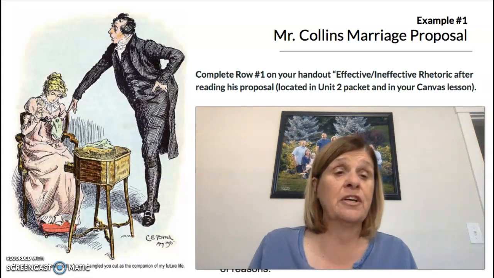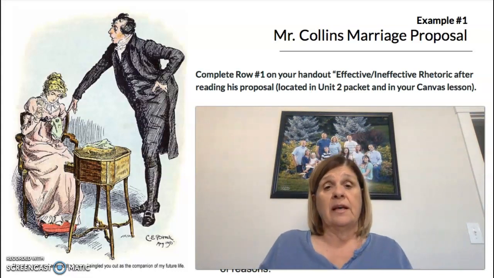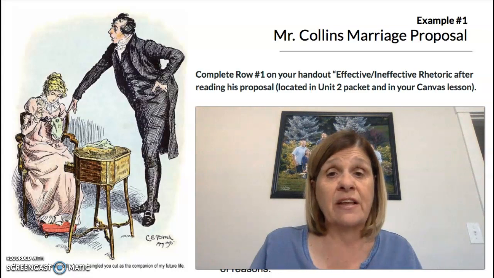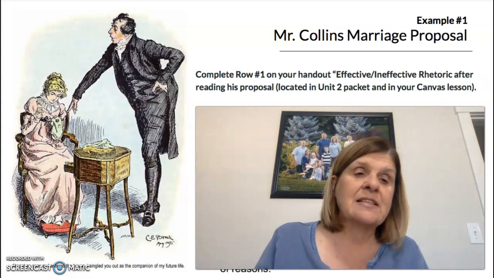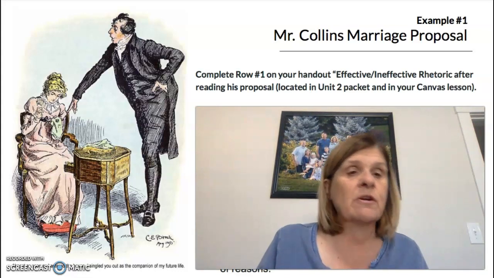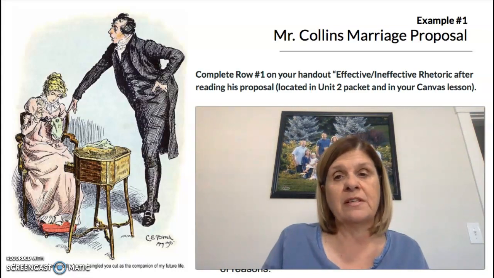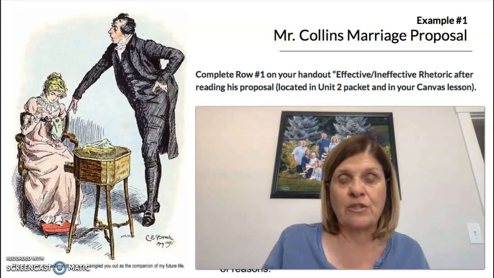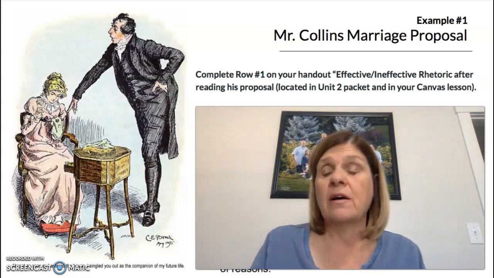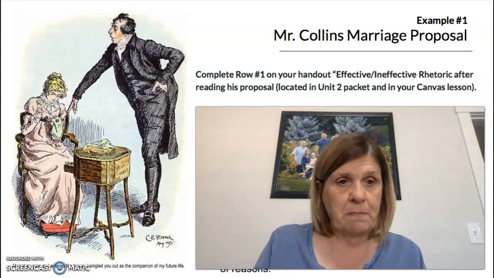But the first one we're going to look at is, and I don't have time to talk about these at all in this video, Mr. Collins' marriage proposal. This comes from Pride and Prejudice. This is an example of something that doesn't work. I put the text of his proposal in the teacher notes. It's also in your resource booklet. Pause the video, read it, and then fill out the chart.